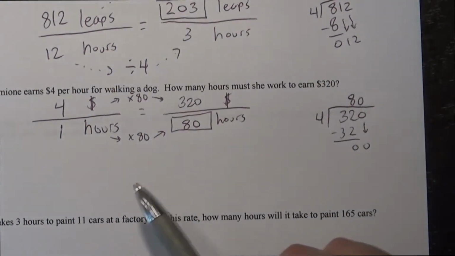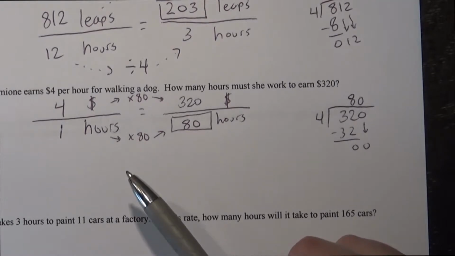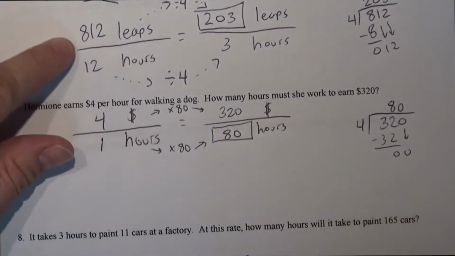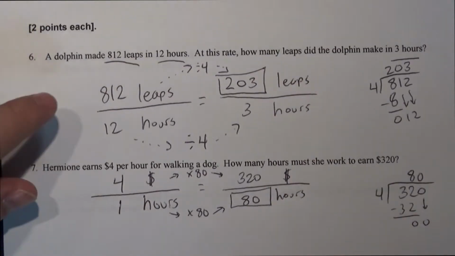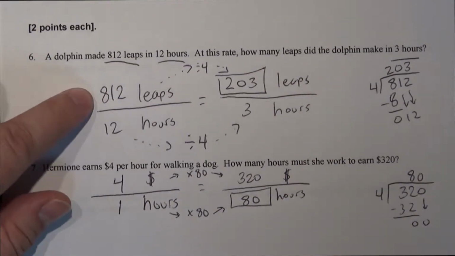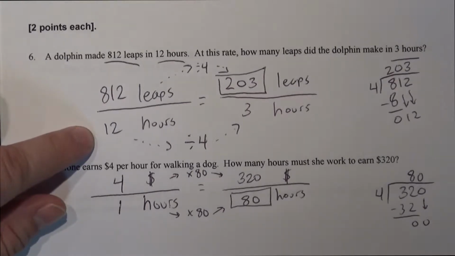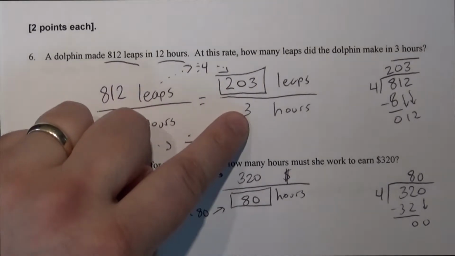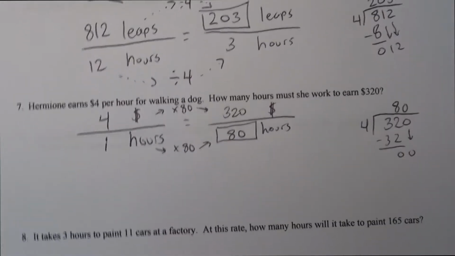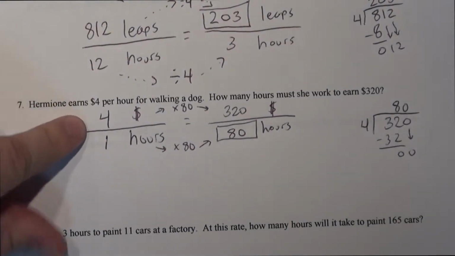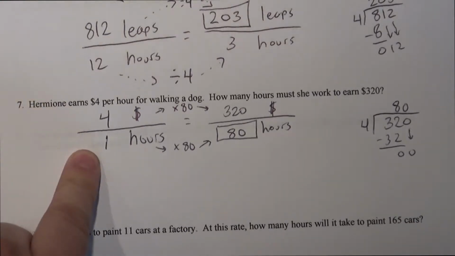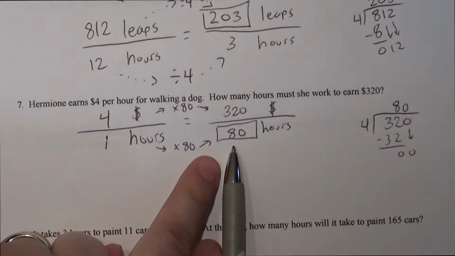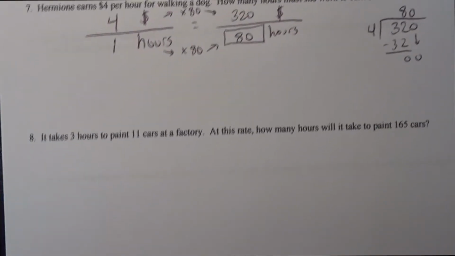Now this one is already in unit rate form. And so for all of these, if we want to, we can solve them by just taking our first ratio. I'll look back at number 1 for a minute. Take our first ratio, just take 812 divided by 12, and that's going to give you your unit rate, your leaps per hour. If we figure out that, we can multiply it by the number of hours we need. In this case, they gave us the unit rate, $4 to 1 hour. So we knew however many times 4 went into 320 was going to be our answer for the total number of hours. All right, let's try out number 8.